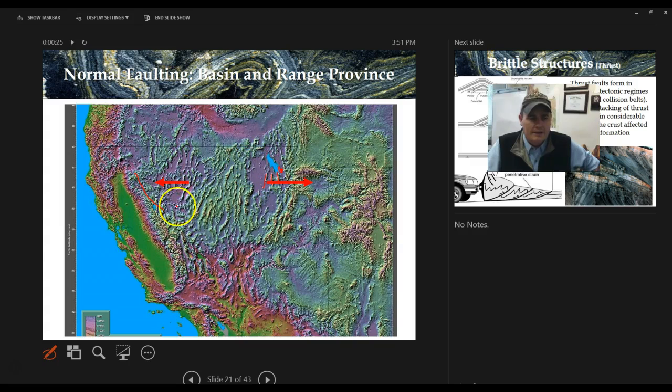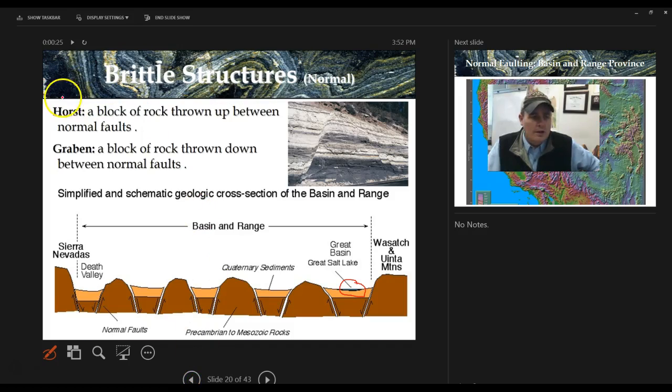And each of these linear basins, these valleys, are the hanging walls, the mountains here are the footwalls as you go across, okay? Because it's being extended apart, forming what we call horsts and grabens. The horst is the rock that's been thrown up on the normal fault, so usually the footwall, and the graben is what's been thrown down, okay? And that's usually the hanging wall.